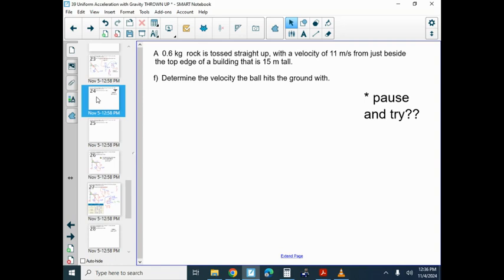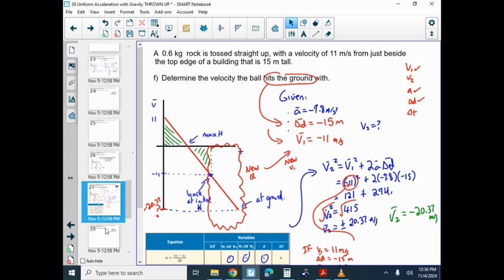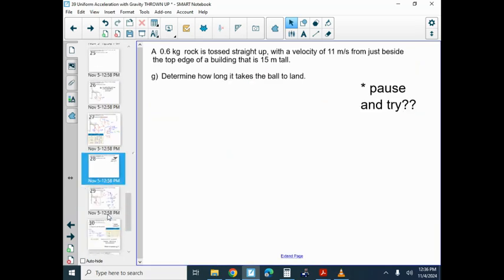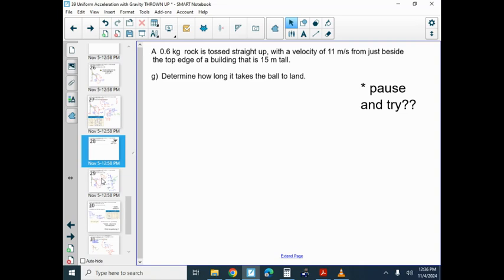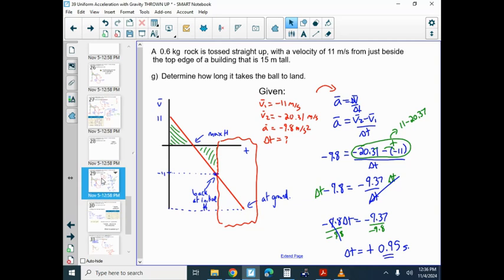Yeah, I messed up in terms of which question is being asked here, right? So we did end up calculating the velocity it hits the ground with, as I was supposed to, I guess. I just had things mislabeled. If we look at how long it takes to land, pausing and trying. But yeah, we end up with, think of this.